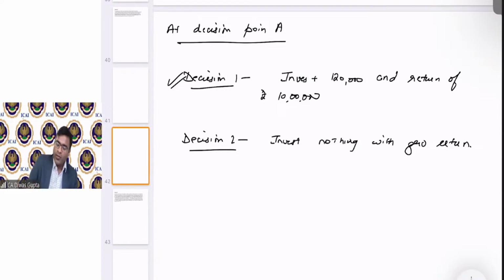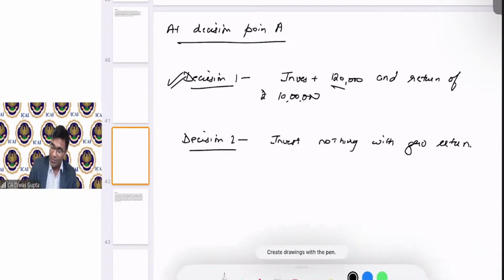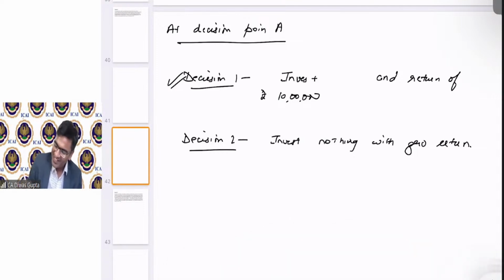Because if you invest 1,20,000, oh sorry, my bad. Again, I've put 120 rather than 240. I don't know why this 120 figure is in my mind. Okay, so invest 2,40,000 and a return of rupees 10 lakhs. So you will definitely go and invest 2,40,000, right?